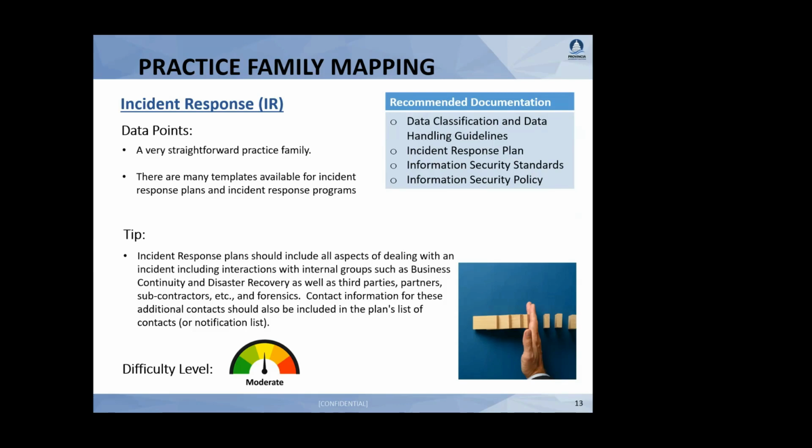A forensics partner, some other third-party partner, and all that is true. But you also want to make sure that you include things like your internal groups, like business continuity and disaster recovery. All those areas have a play when it comes to incident response. So your plan should include all that. Your documentation should include all of those internal departments as well as external departments. And if you do that, then you're going to have a good information security incident response plan.